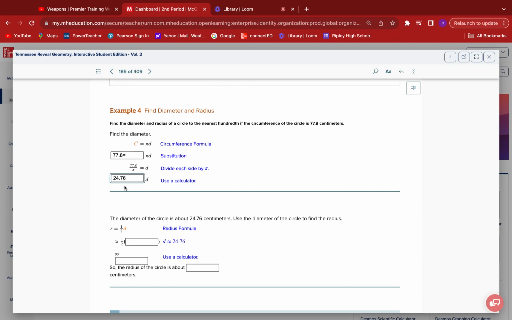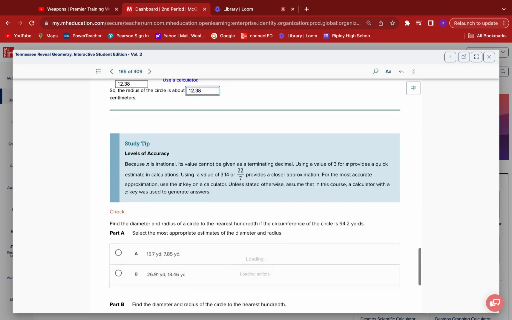Now, I want to find the radius. So I'm going to divide that by 2 to get my radius. And again, rounding that to the hundredth spot. So it'll be 12 point. Now it's a 382, which means the 2 does not make the 8 move. So it'll be 38. All right, so the radius is about 12.38. Again, that's rounded to the nearest hundredth.